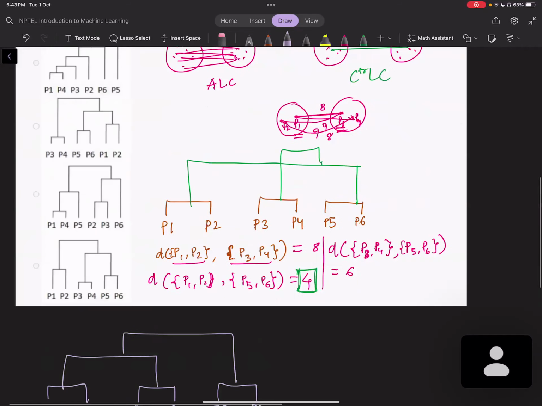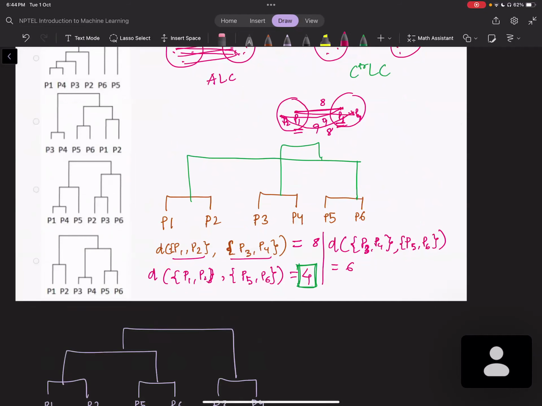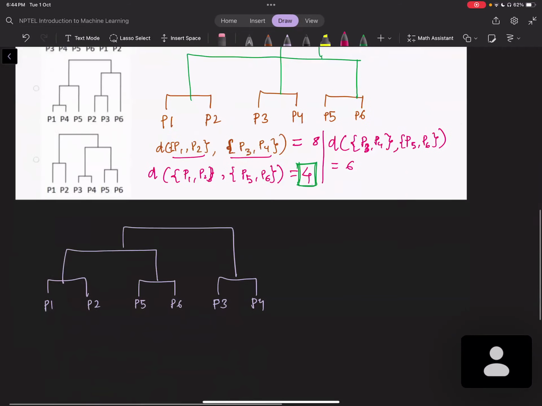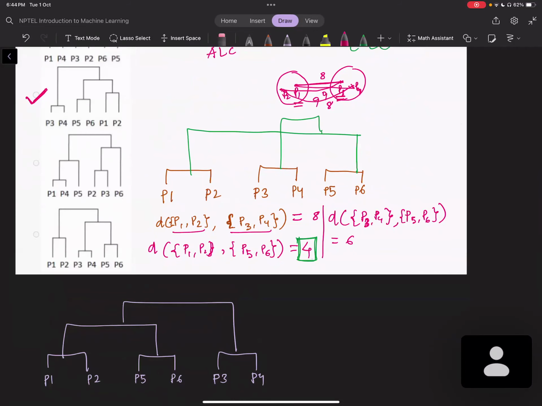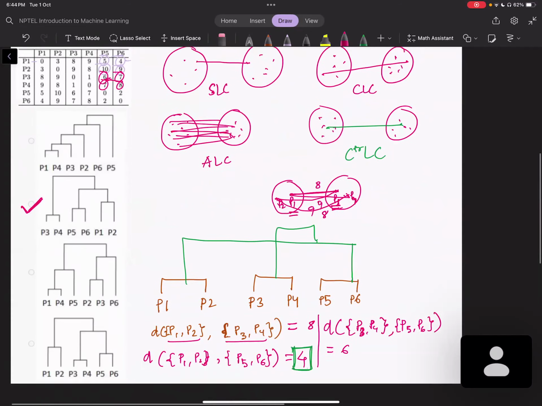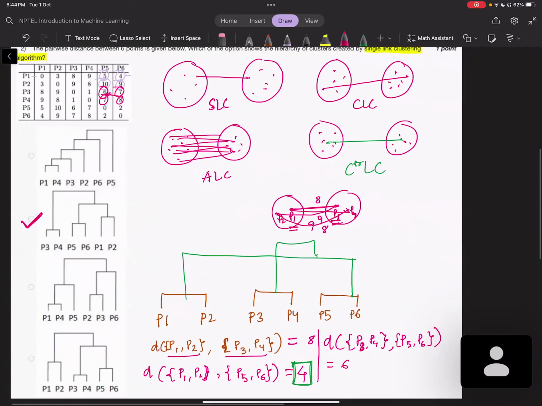Sir, can you explain that first step once more, how you connected P5, P6, P3, P4, and P1, P2 initially? Yeah, first step: you have to find the cluster which is closest to P1. So you go to P1, go through the row and see which is the closest one. So 3 is the shortest distance, and P1, P2 are the closest.